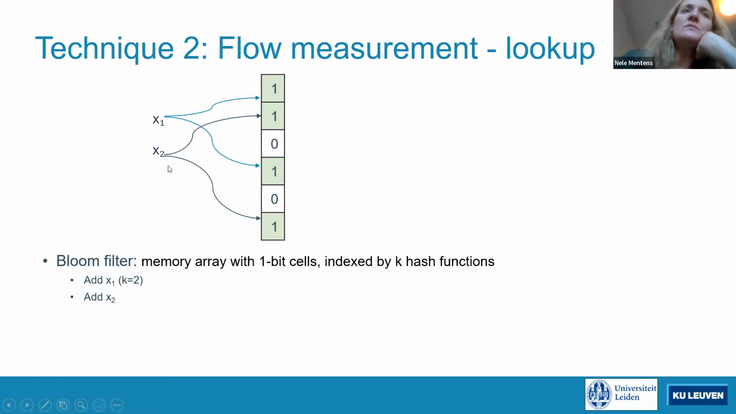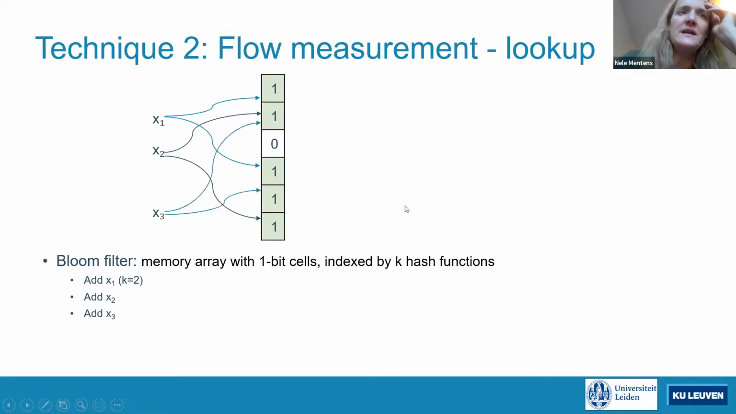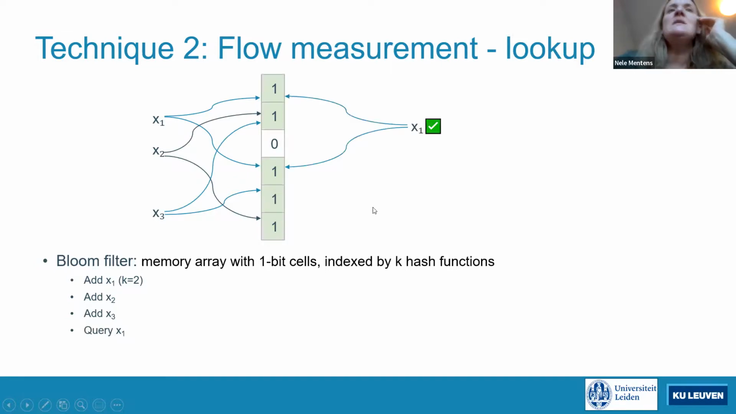We add a second value, x2, a second flow ID, for example, to the blacklist. With the 2 hash functions, h1 and h2, this results in 2 1s being written again. We add x3. X3 points to one memory location that was also already addressed by x2, and it points to another memory location where we create an additional 1. Then we want to query. Now we are doing the online part, and a flow or a packet comes in. We want to check if this flow ID is in the blacklist or not.